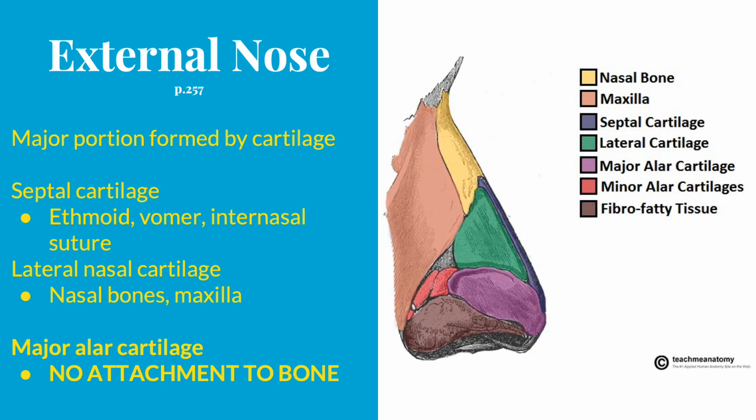All right, for the external nose, nothing too crazy happening here. Most important take-home point is that the major alar cartilage does not have any attachment to bone. So sometimes that'll show up as a multiple choice question where he's asking you which of the cartilages of the external nose don't have any attachment to bone. So that's going to be the major alar cartilages. If you flare your nose, that's your major alar cartilage, in green on that diagram.